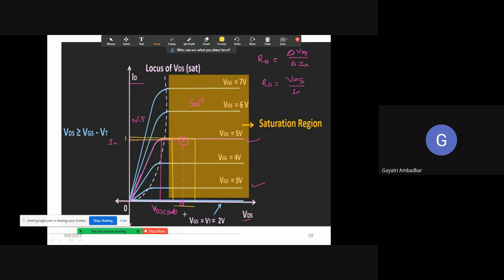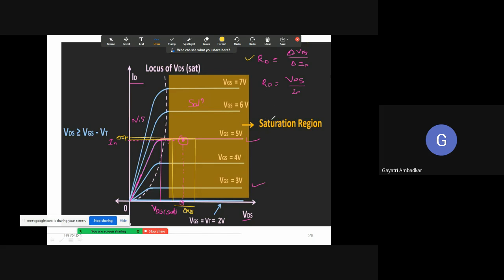So this is my delta VDS, and this is my delta ID. If I find the value of this slope, delta VDS by delta ID, I get the resistance which we call dynamic resistance. So remember the difference between static and dynamic resistance. Change in VDS to change in ID is the output resistance of the MOSFET.